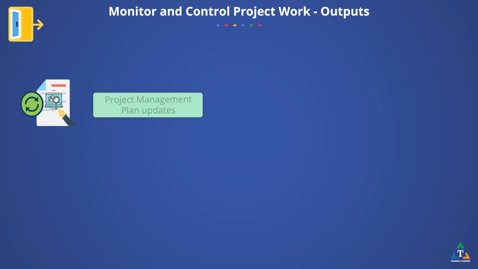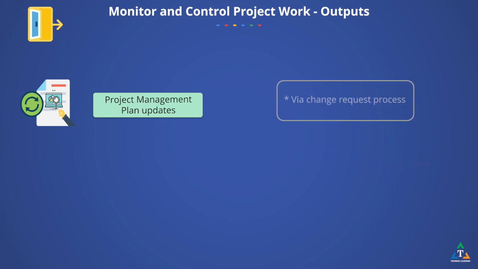By comparing the project management plan with the work performance information, the project manager can determine whether any change requests are required. Changes can impact the project management plan, project documents, or product deliverables. If a change request is initiated, it will go to the Perform Integrated Change Control process. Any change to the project management plan goes through the organization's change control process via a change request. Changes identified during a monitor and control project work process may affect the overall project management plan.